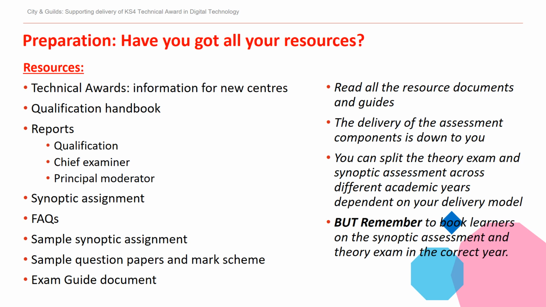In addition to generic resources like the technical awards, information for new centres, we also have materials more specific to the qualification being run on its own webpage. When going onto the City and Guilds website, search for 5220 and select the 5220 programme from the list of options provided. Once on the webpage, click on the Documents tab, where you will find a block for Level 2 and Level 3 qualifications. Under the Level 2 block, you will find the Qualification Handbook, general report about the qualification, as well as the Chief Examiner and Principal Moderator's reports. These will show you common mistakes that may have been made and provide guidance on best practice.